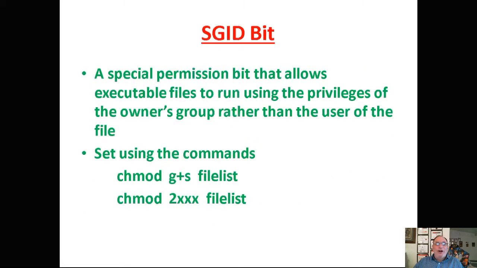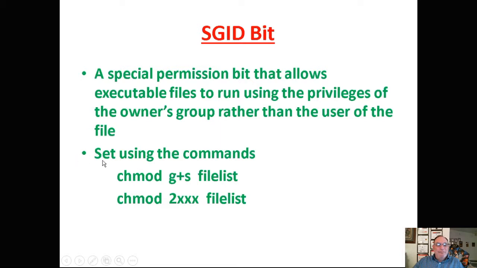The next thing I want to cover is the SGID, which is a special permission bit that allows executable files to run with the privileges of the owner's group. Okay, this g right here is for the group rather than the user. The other one on the previous slide was the u here for the user. This is the group rather than the user. So g goes with the g.